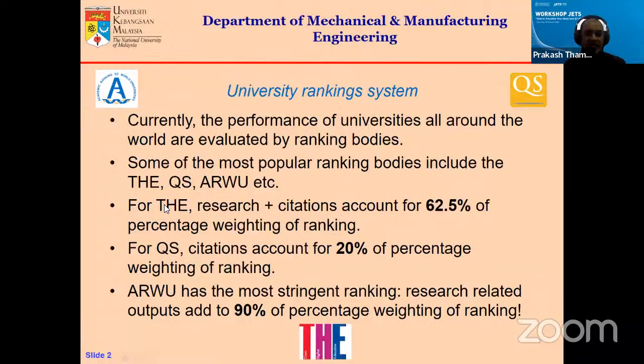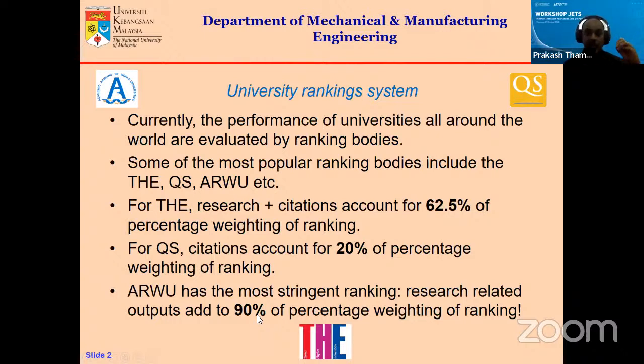When you look at the THE index, research and citations account for about 62.5%, so 5/8 of the weight of the ranking. That's really high. For QS it is a bit lower. They look at a lot of other things as well, like diversity in faculty and students, and the student-to-staff ratio. I'm not saying those are unimportant for THE, but the percentage is higher for QS. For QS, citations account for about 20% of the weight of ranking, though that was maybe about 3 years ago, and I don't know whether they have changed their methodology. But among these ranking systems, the most stringent in terms of citations and research-related outputs is the ARWU, which accounts for 90%.